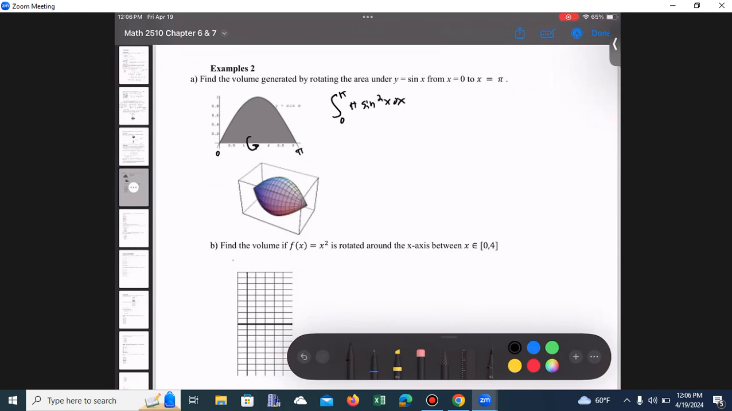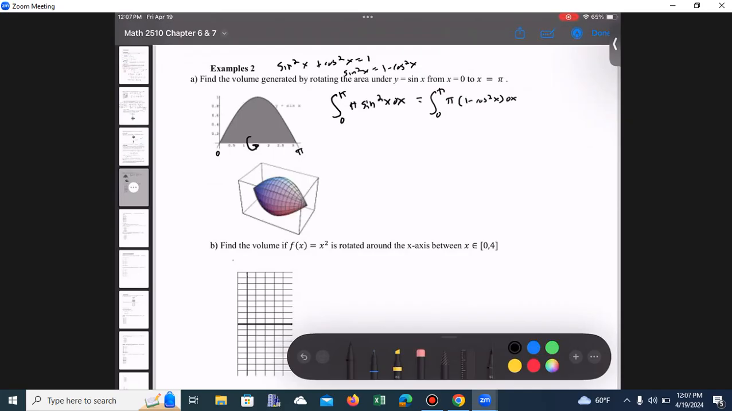Okay, so the first trig identity we have to bring in is sine squared x plus cosine squared x equals 1. So we can write this as the integral from 0 to pi of pi times 1 minus cosine squared x dx, because if we solve this for sine squared x, we get 1 minus cosine squared x.